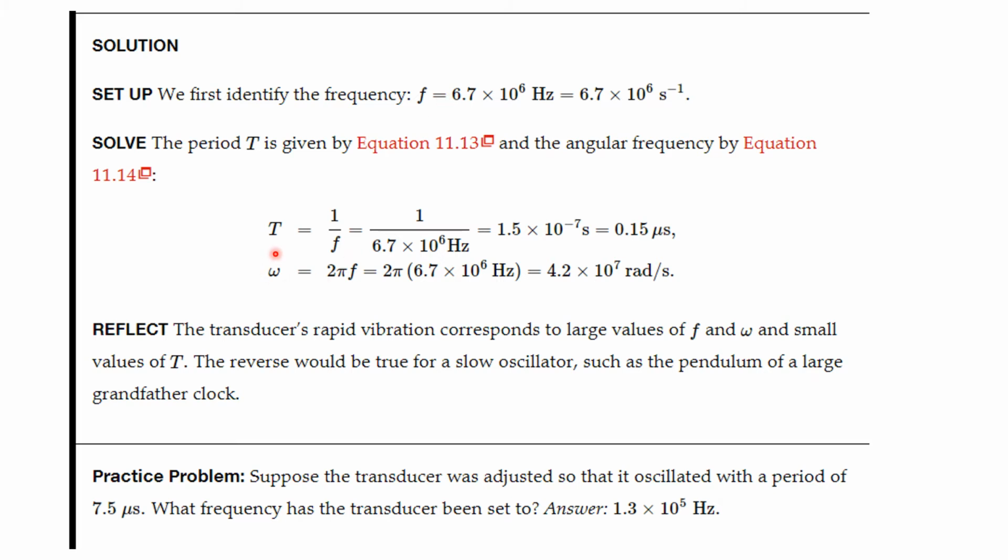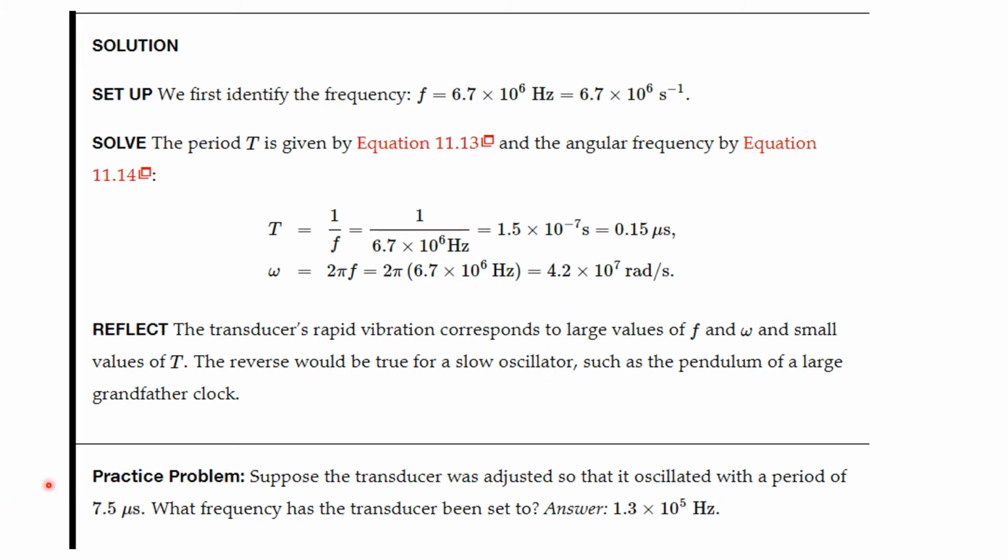Okay, so T is equal to 1 over f, and that's time per oscillation. So it's 1 over 6.7 times 10 to the 6th. That is going to be 1.5 in scientific notation times 10 to the minus 7, which is 0.15 microseconds. You should understand all of these. The reflection here is that the transducer's rapid vibration corresponds to large values of frequency and small values of T. The reverse would be true for a slow oscillator.